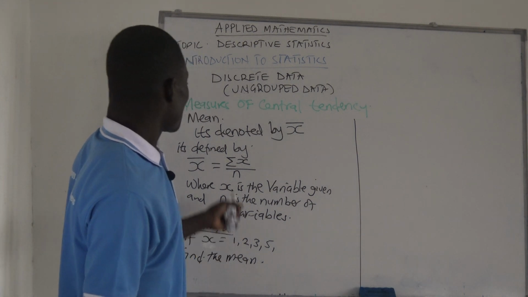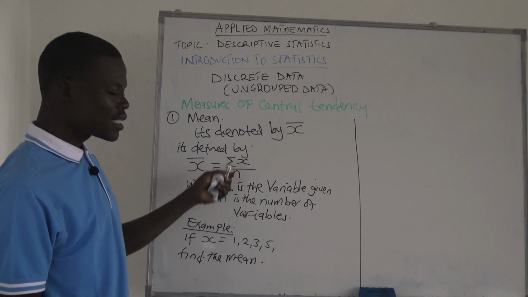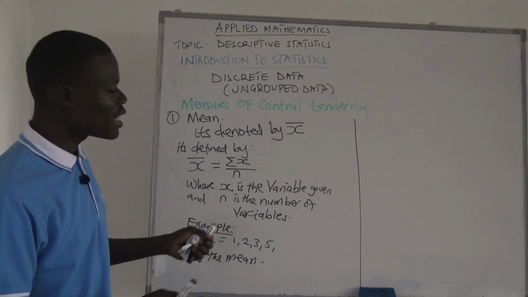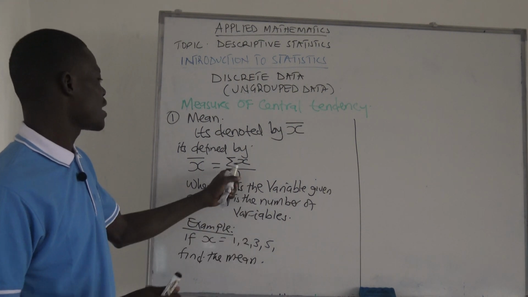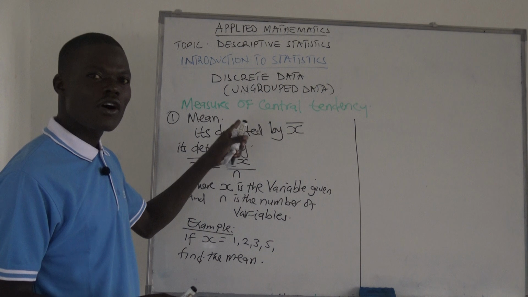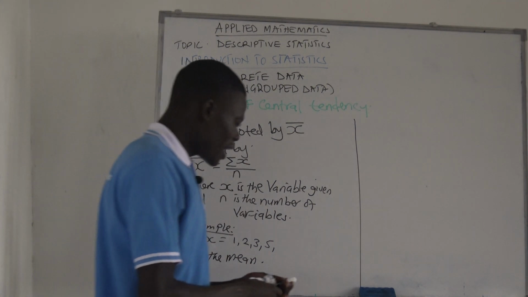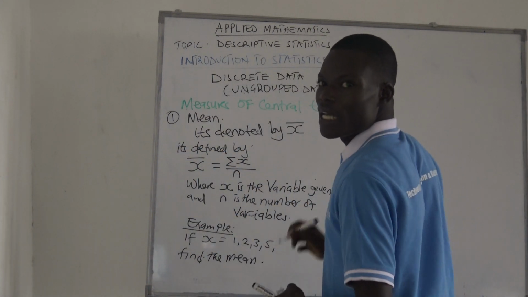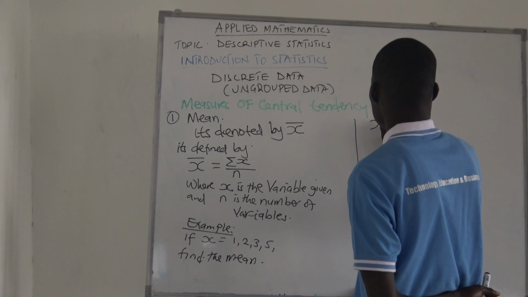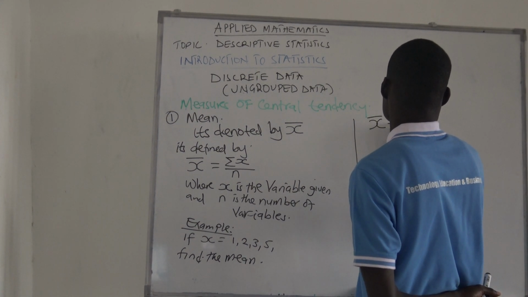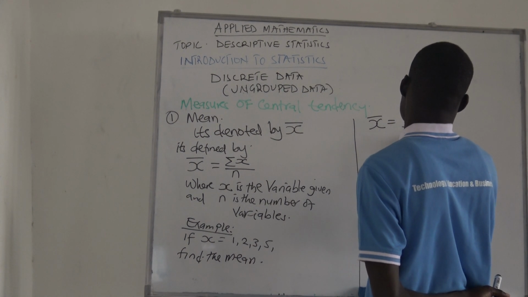But we saw that mean is given by summation of x. This symbol here means summation, which means adding the variables which are there, out of the total number which are there. So they have said mean is given by summation of x out of n.